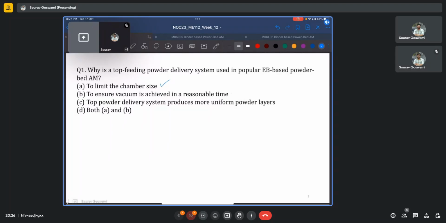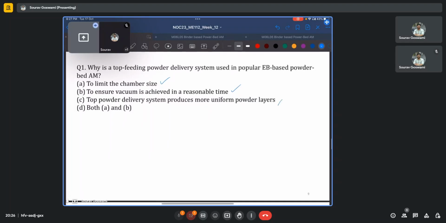Thus, to ensure that vacuum is achieved in a reasonable time, the top feeding delivery system can definitely help by limiting the chamber size. However, there is no research which shows that the top powder delivery system will inherently produce more uniform layers. The uniformity of the layers is more a function of the recoating system than the powder delivery system itself, and thus this cannot be said definitively. Thus, both A and B are the correct options.